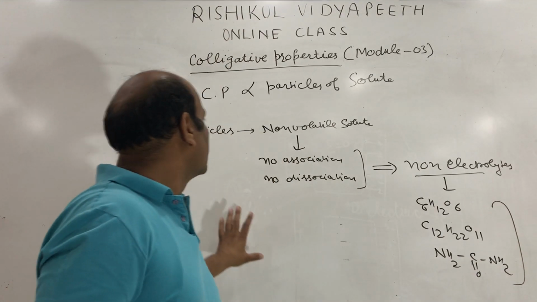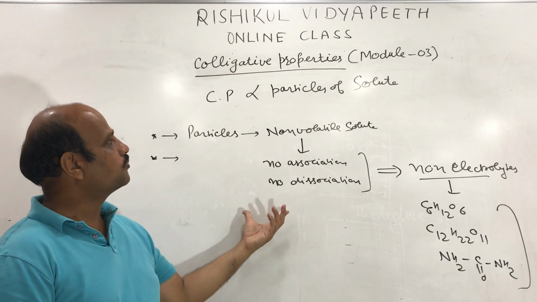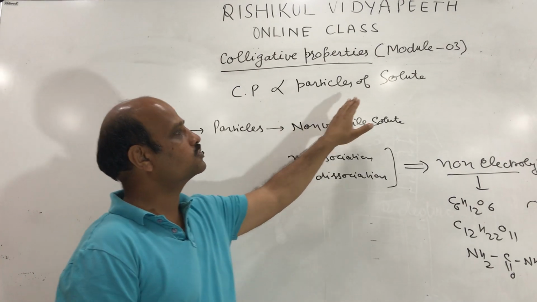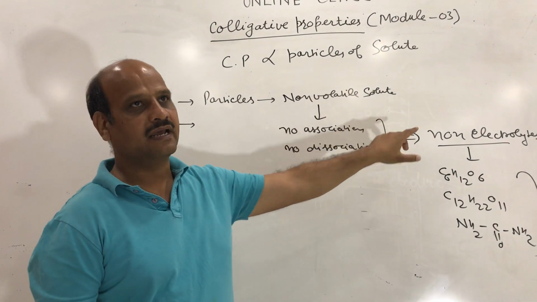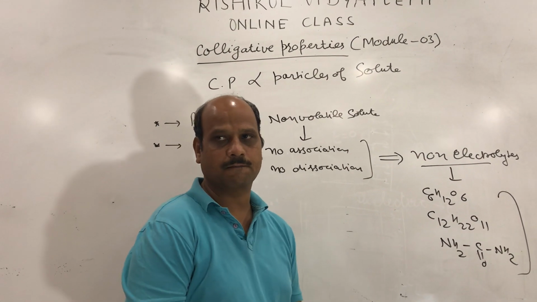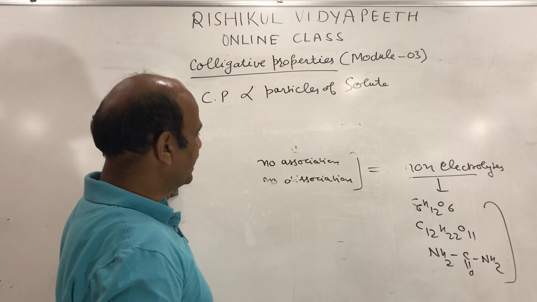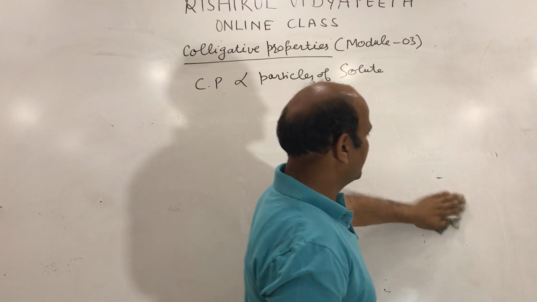I think it is clear what colligative properties are. Colligative properties depend on particles of solute, the particles should be non-volatile, and there is no association or dissociation. These are of four types. I am taking them one by one.